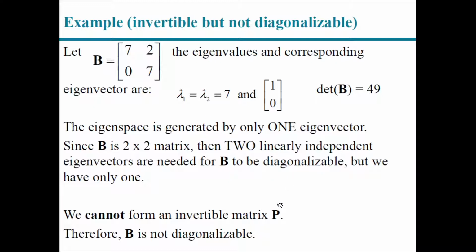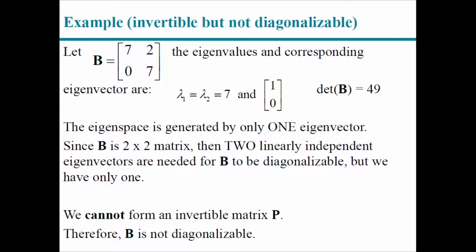I cannot form invertible matrix P because I have only 1 eigenvector. I need 2. Another way of saying it is I have an eigenvalue and its algebraic multiplicity is different from its geometric multiplicity. Algebraic multiplicity is 2, geometric multiplicity is 1. Therefore, my matrix is not diagonalizable.